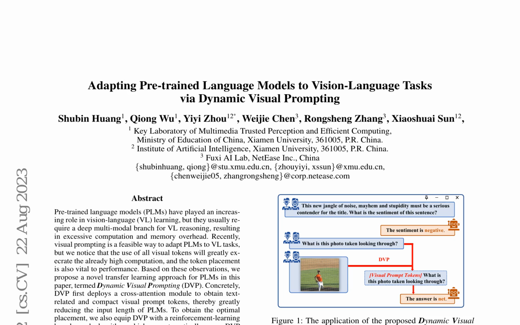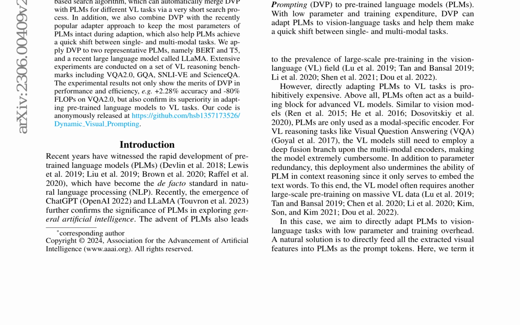DVP utilizes a cross-attention module to obtain text-related and compact visual prompt tokens, significantly reducing the input length of PLMs. A reinforcement learning-based search algorithm is also employed to find the optimal placement of these tokens. Additionally, DVP combines with the adapter approach to keep most parameters of PLMs intact during adaptation, allowing for quick shifts between single and multimodal tasks.